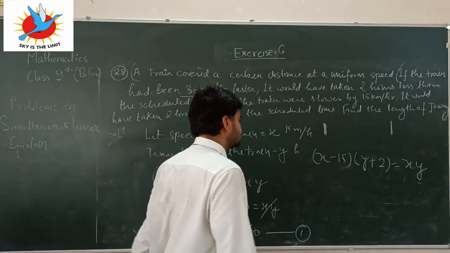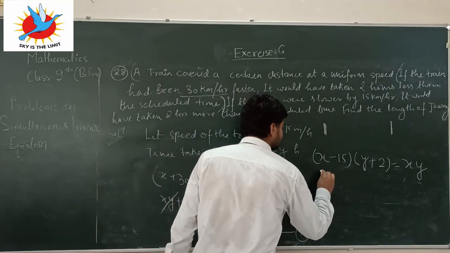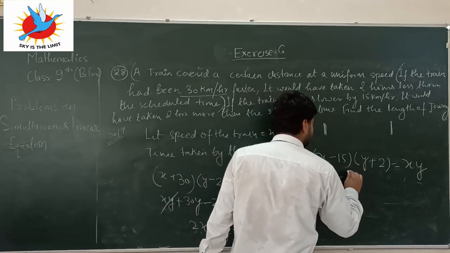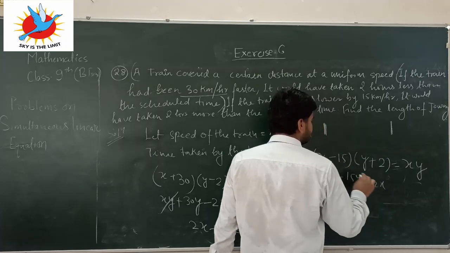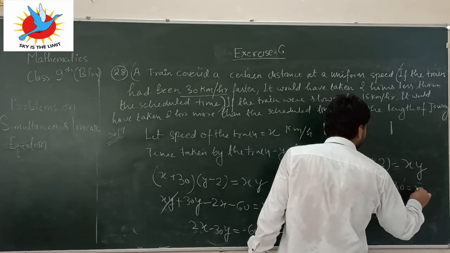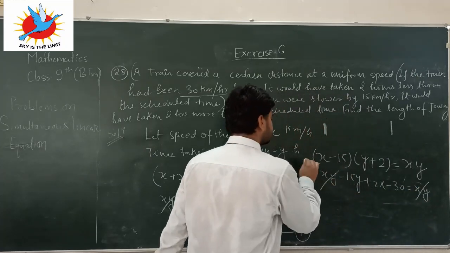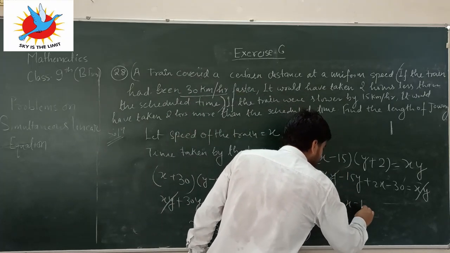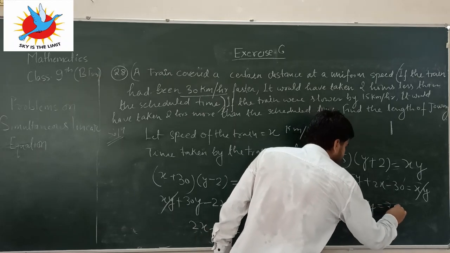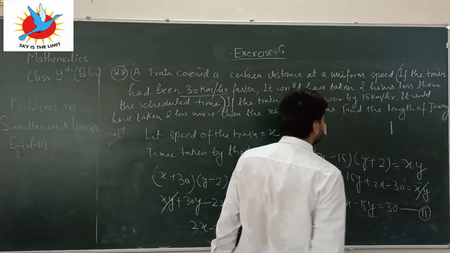Solve this algebraic equation. We will get x into y, xy, minus 15 into y, that is 15y, 2 into x plus 2x, 2 into minus 15 minus 30, and this will be equal to xy. The xy terms get cancelled out from both sides. Finally we will get 2x minus 15y equal to 30. So this is our equation 2.